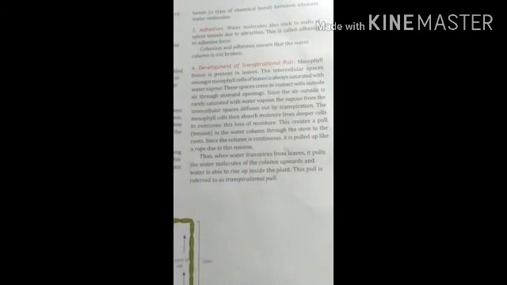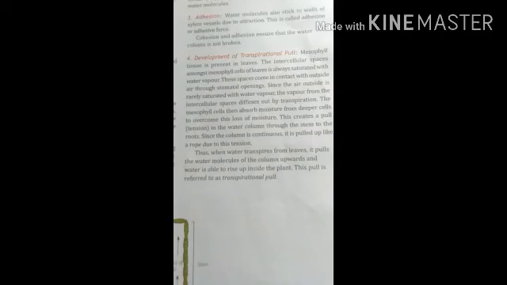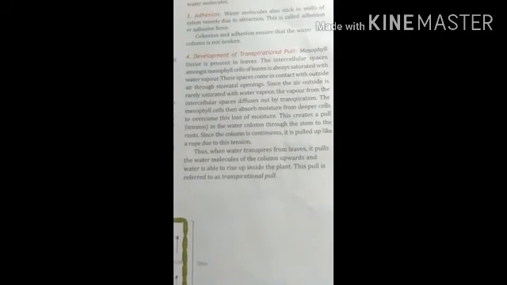Now see the development of transpirational pull. The mesophyll tissue present in the leaves has intercellular spaces. They are saturated with water vapor. When these spaces come in contact with outside air through the stomatal opening, the vapor from the intercellular spaces diffuses out by transpiration.